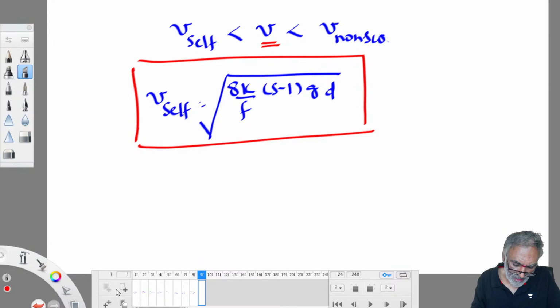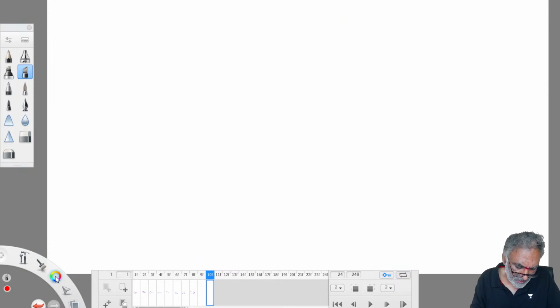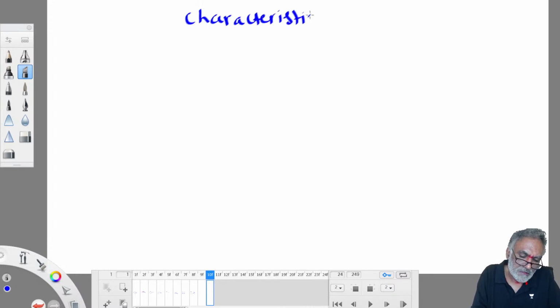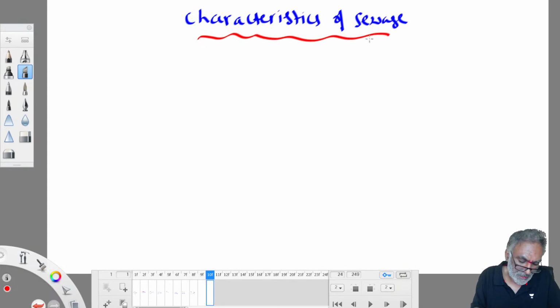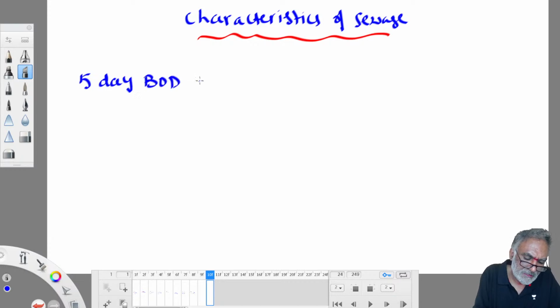Okay. Next coming to the next topic, characteristics of sewage. The first thing is how to work out these BOD problems. So 5-day BOD at 20 degrees Celsius, at a temperature of 20 degrees Celsius.